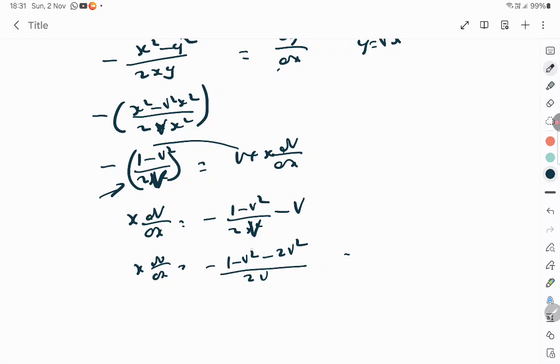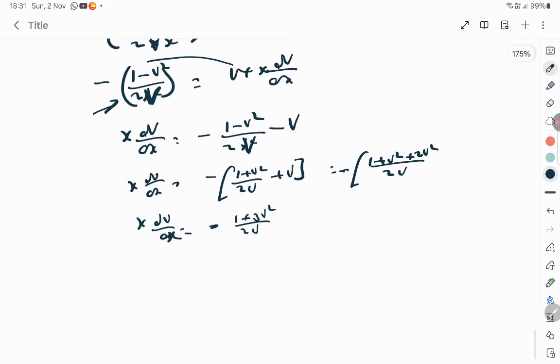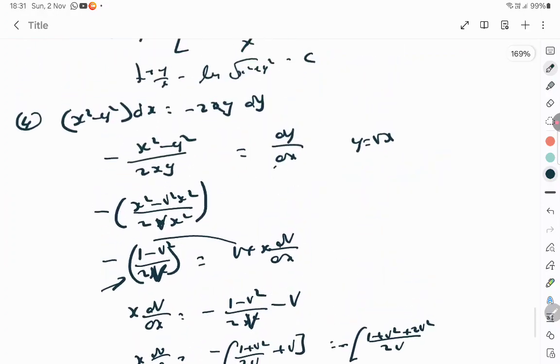Okay, so you can solve this and this. So you get x into dv by dx is equal to... we could have done one thing. We could have just taken the minus out common and written it as 1 plus v square by 2v plus v. So when we do this, it will become 1 plus v square plus 2v square by 2v, which will become minus of 1 plus 3v square by 2v, and you can take all the x to one side and all the v's to one side and do it. I hope I'm doing it correctly. I'll try it once again.